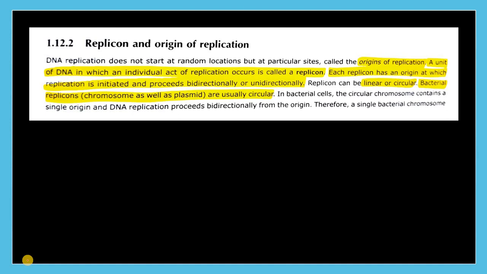Let's talk about replicon and origin of replication in prokaryotes and eukaryotes. DNA replication doesn't really start at any random location, but at a particular site, and we call it the origin of replication. A unit of DNA in which an individual act of replication occurs is called a replicon. Each replicon has an origin at which the replication is initiated and proceeds either bidirectionally or unidirectionally.